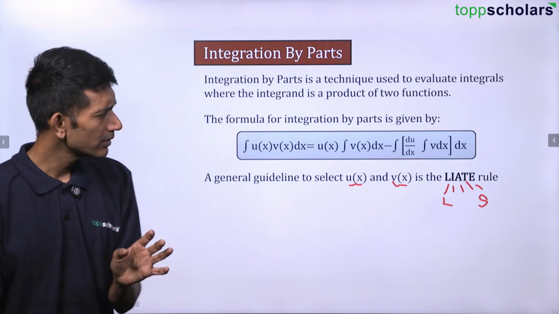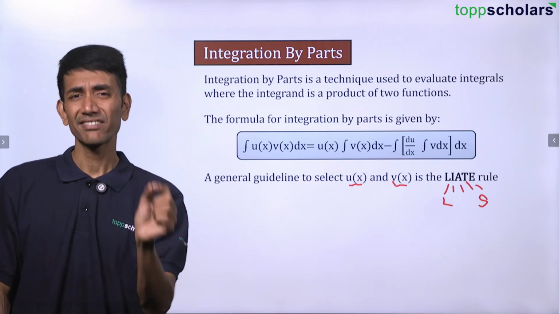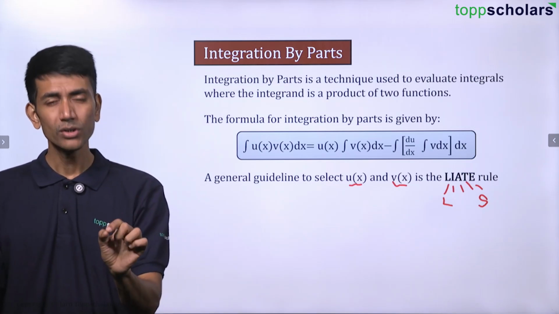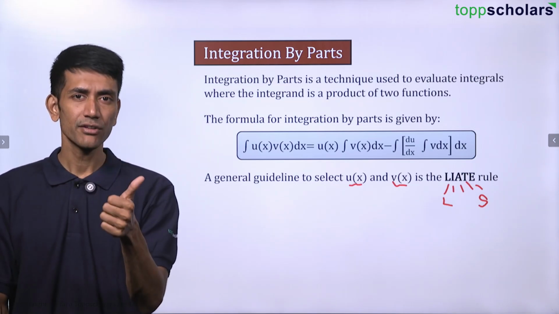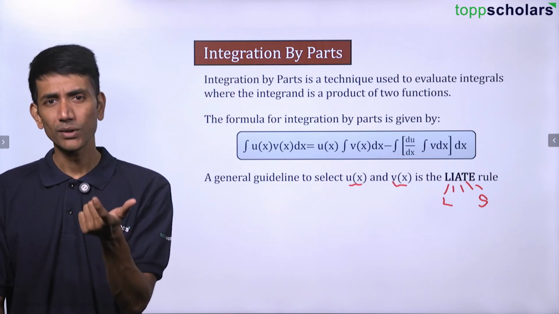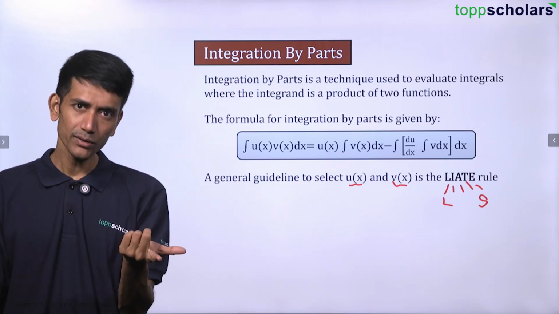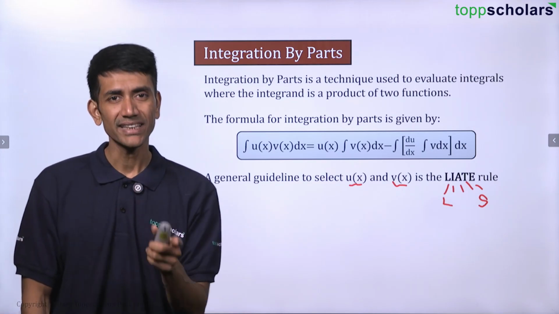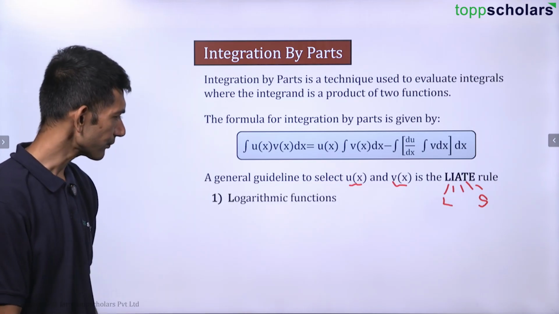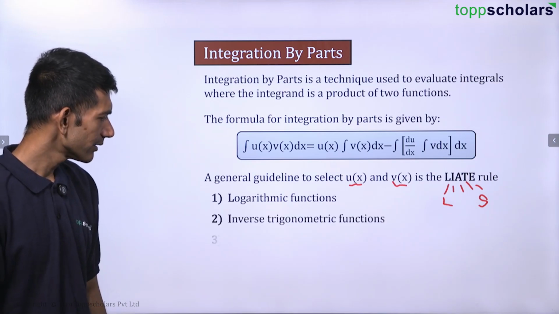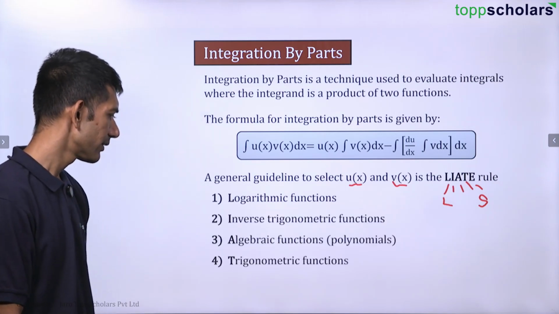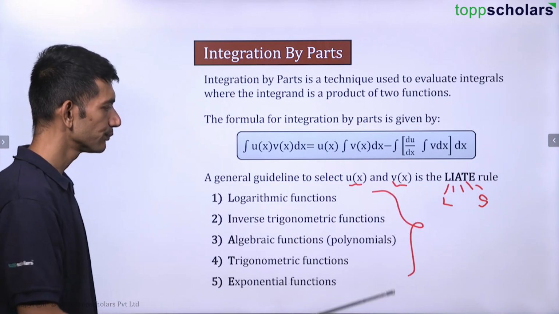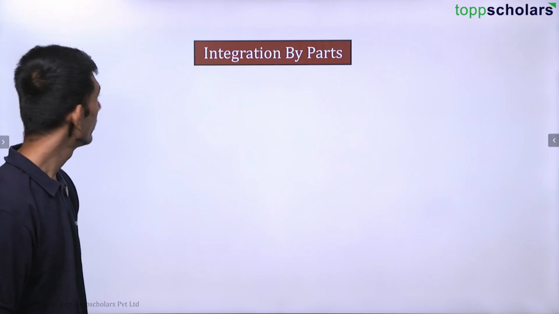I'll give you one more example. Say you have x cube into sin inverse of x. X cube is algebraic, sin inverse x is inverse. Write down inverse first, then write down the algebraic, that is sin inverse x into x cube. So logarithmic, inverse, algebraic, trigonometric, and then exponential. This is the LIATE rule. Okay, let's continue.